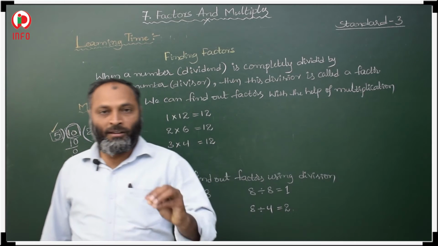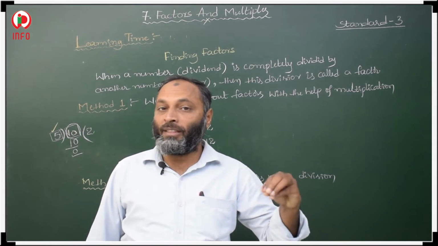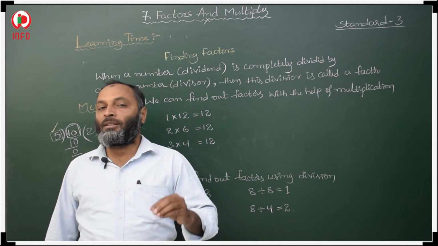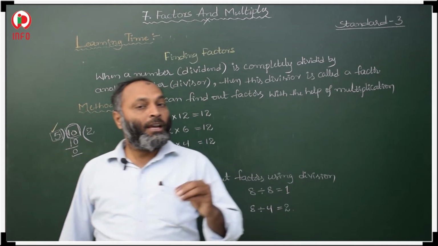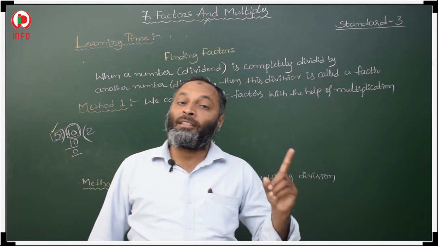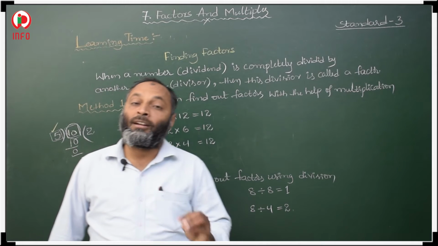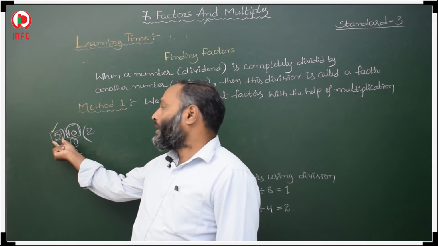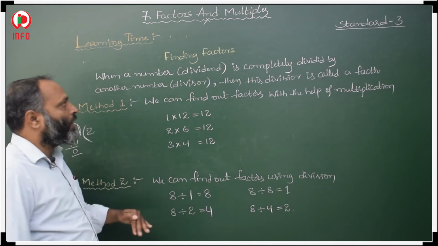Okay. So when the dividend is completely divided by the divisor, it means the remainder should be 0. If the remainder is 0, the divisor completely divides the dividend. If the divisor completely divides the dividend, then the divisor is a factor of the dividend. This divisor is a factor of this dividend. So this is how to find factors.